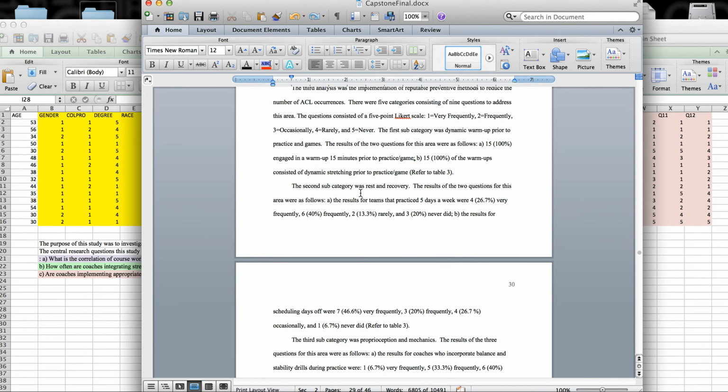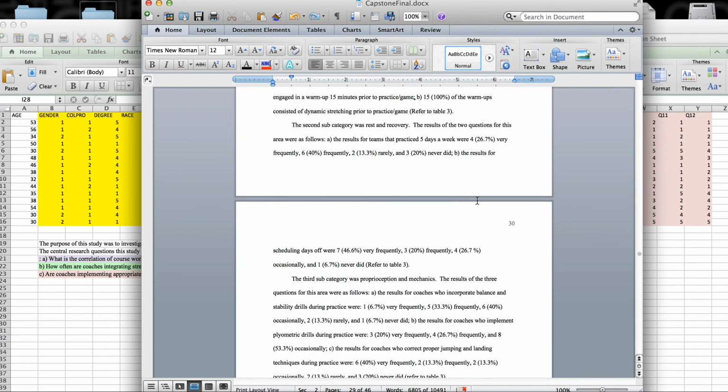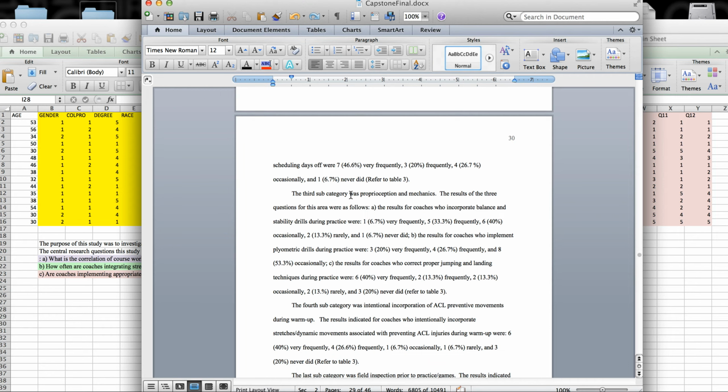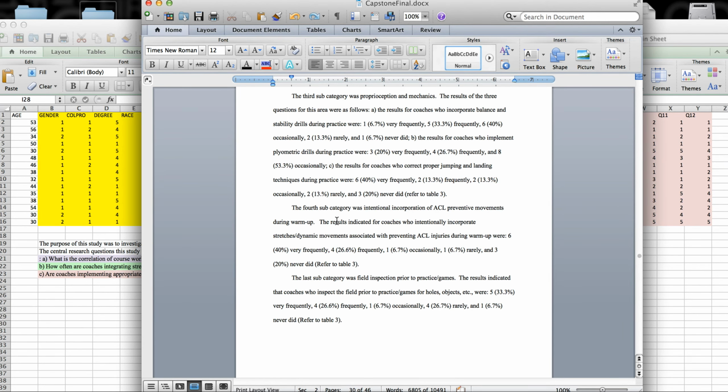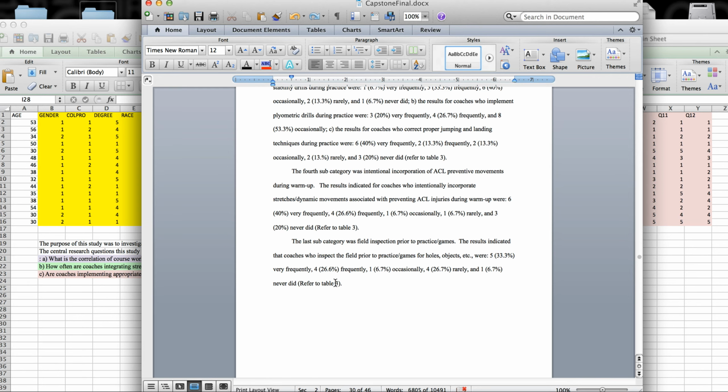The second subcategory was rest and recovery, and lets us know there were 2 questions posed for this, and now she gives us the results. And again, she refers us to the same table, which is very appropriate because all of these findings relate to one research question. And then here comes the third subcategory, proprioception and mechanics. She again provides us the results and again refers us to the table. Here's the fourth subcategory, again addressing the same research question. She gives us the results, she refers us to the table, and then finally she gives us a final subcategory and gives us the results and refers us to the table.